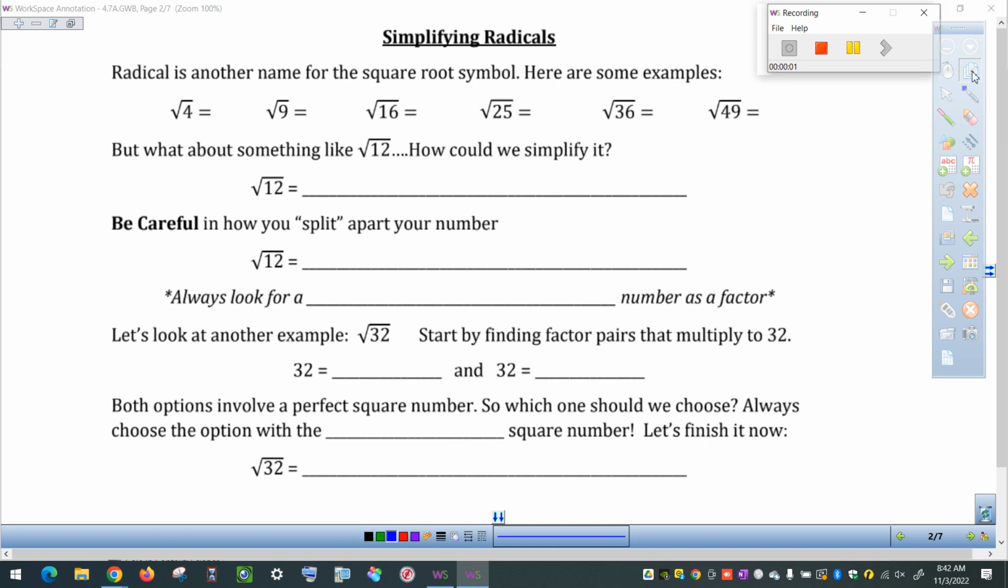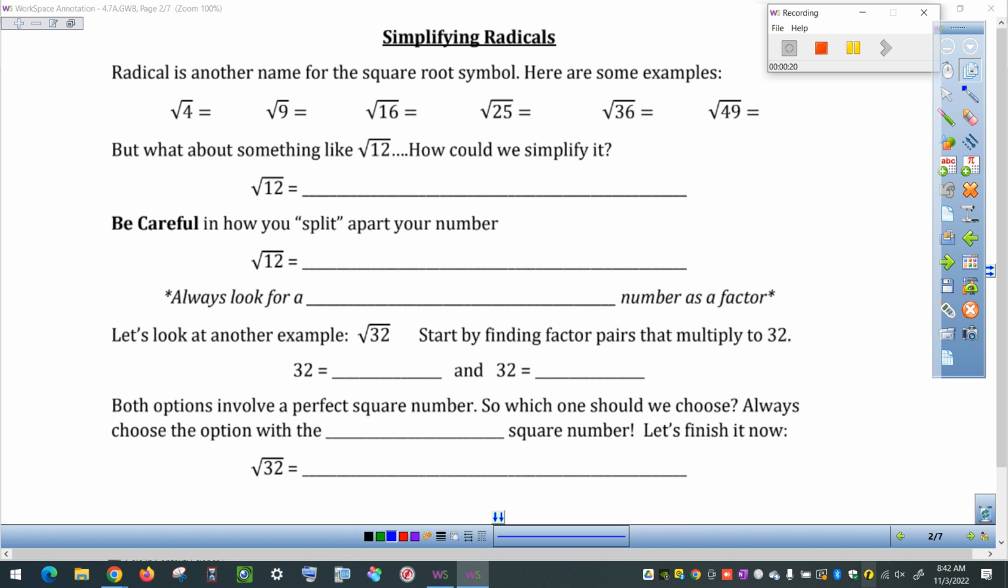So when we talk about the word radical, radical is just another name for the square root symbol. We've seen the square root symbol before. In fact, we were doing some work with that earlier in the week when we did the square root method. Here are some examples of seeing the radical symbol around some numbers.